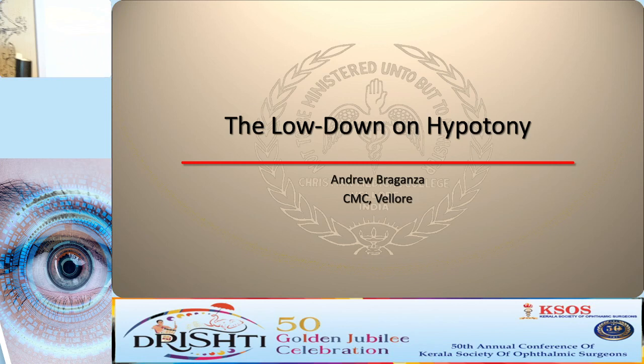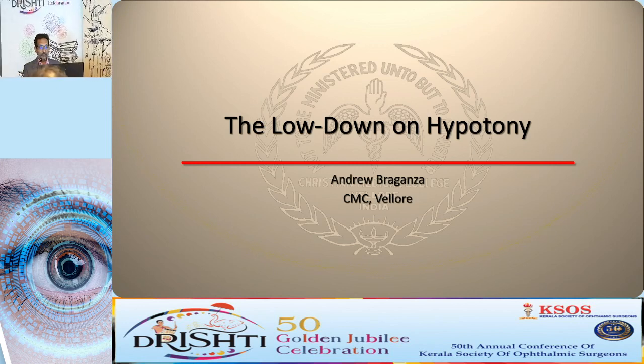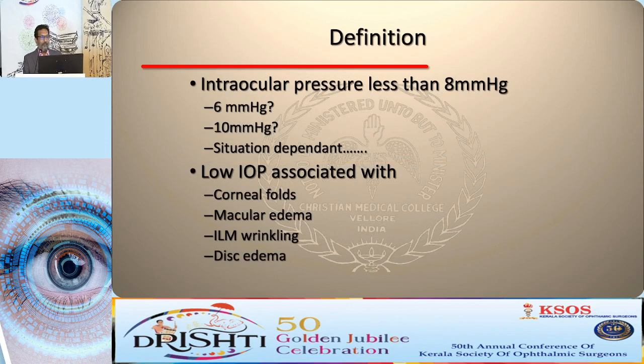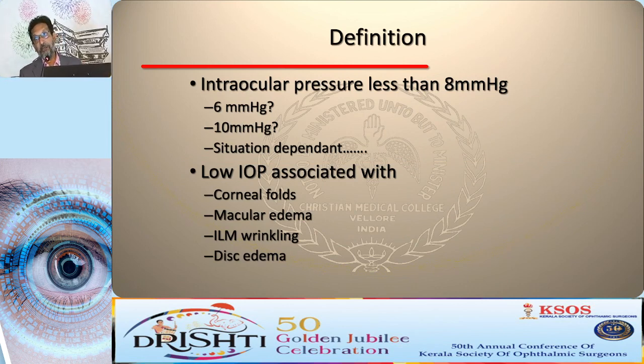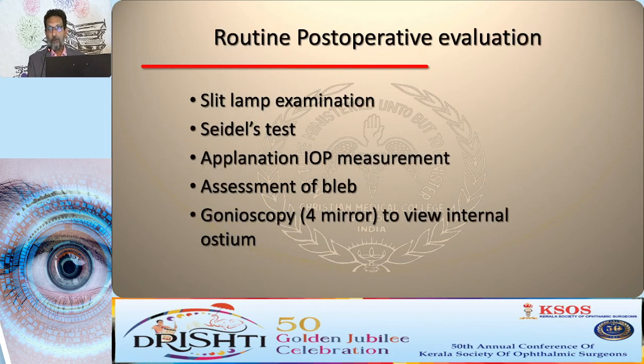Okay, good afternoon, everybody, and I hope that the lunch is not having too much of a somnolent effect. So the lowdown on hypotony, what do we define it as? Generally, one says pressure less than 8 millimeters, maybe less than 6 millimeters. You can define it any way you want, but really it is situation dependent. It's a low IOP which is associated with corneal folds, with macular edema, with wrinkling of the internal limiting membrane, sometimes with disc edema. So if you have something apart from the pressure, some other effect going on, then you would say, okay, this is hypotony, or at least this is hypotony that I have to deal with.